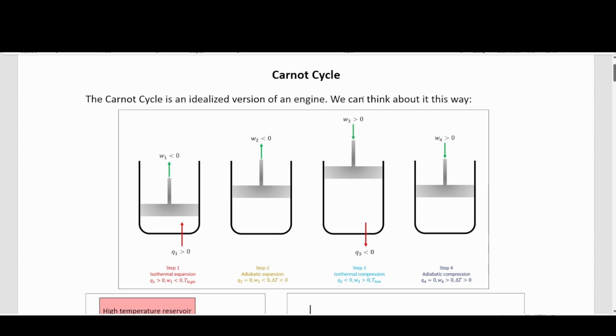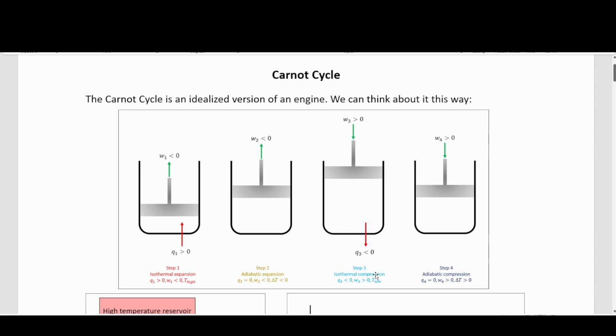We can think about it this way. So we have this piston right here, where in the first step, we have an isothermal expansion. So we add heat, and that causes this piston to move outward. So it's doing work on the surroundings, meaning that the work is negative. Then we have the adiabatic expansion. So we're no longer adding heat, but we are still expanding. So no heat's being added, but the temperature is changing. And we are still doing work, and so the work is negative because we're doing work on the surroundings.